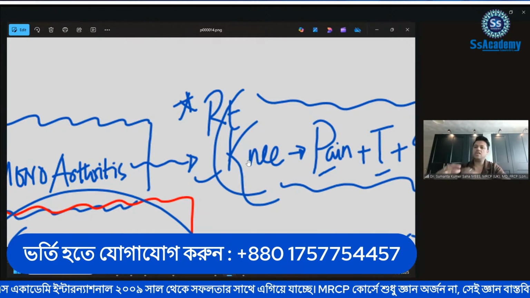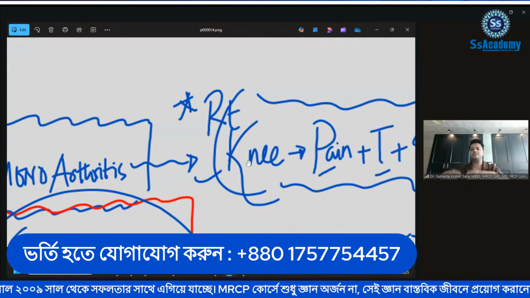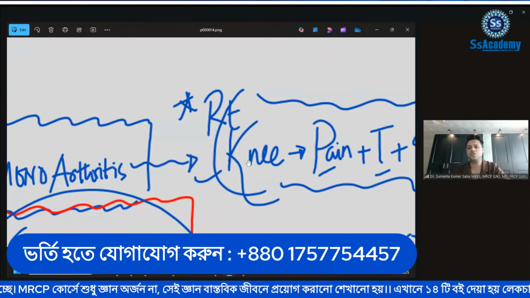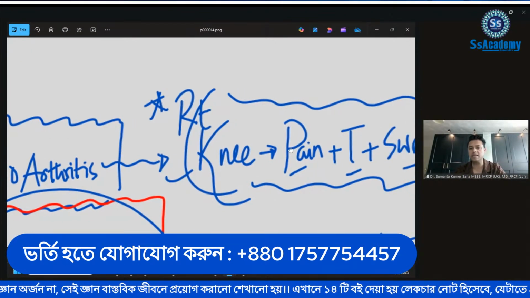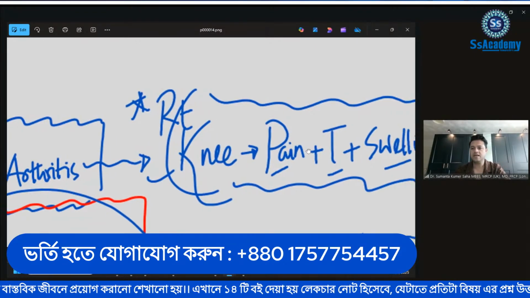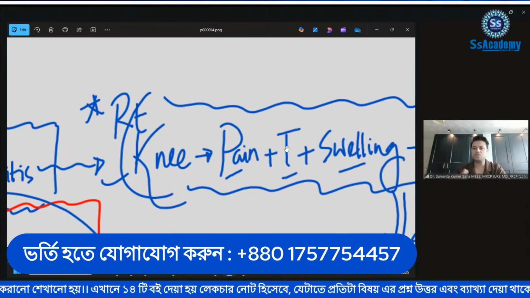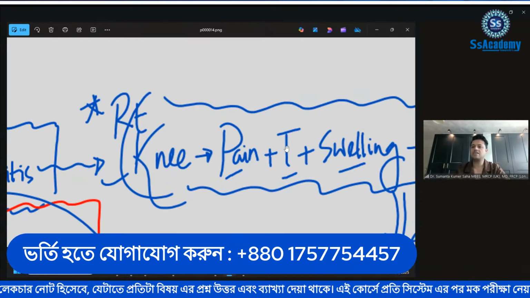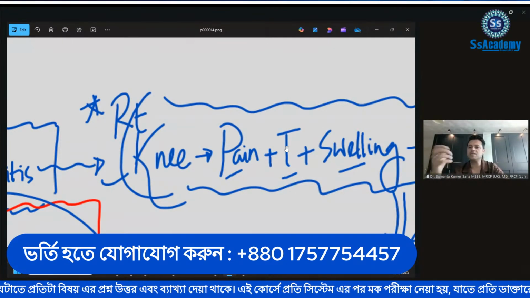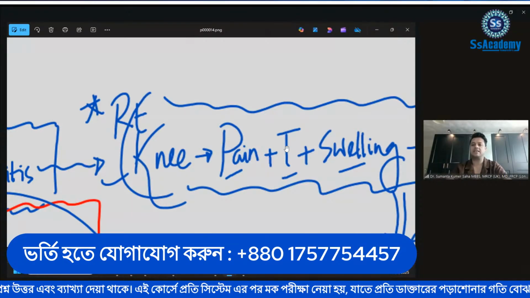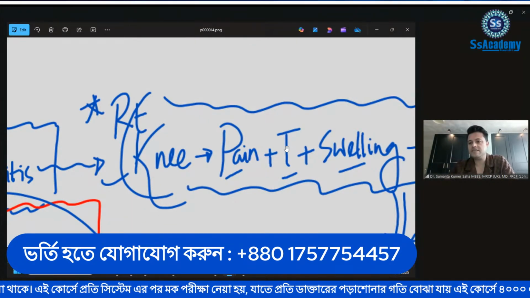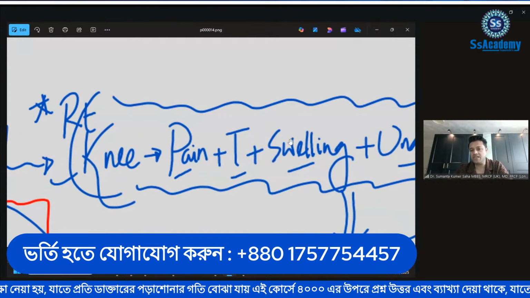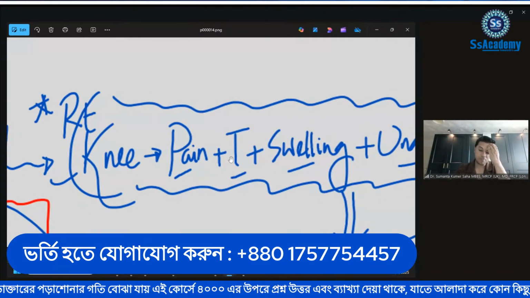So if the acute exudate is accumulated in the right knee joint, what will happen? It will press over the capsule, which leads to pain, definitely pain, plus tenderness if you push with your hands, because the inflammation is going on. Arthralgia means pain. Arthritis means pain and tenderness. And because of the pus, definitely there will be swelling. So pain, tenderness, and swelling.